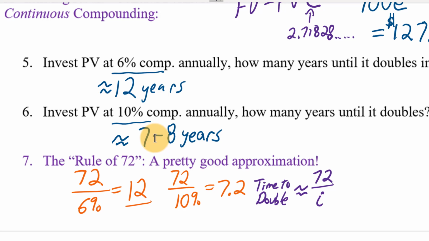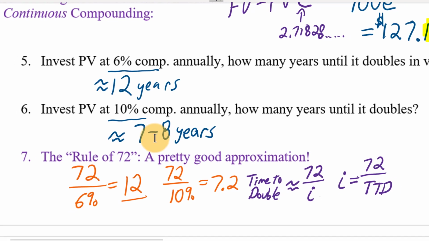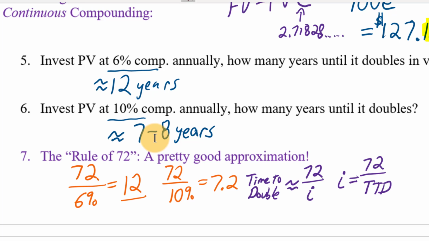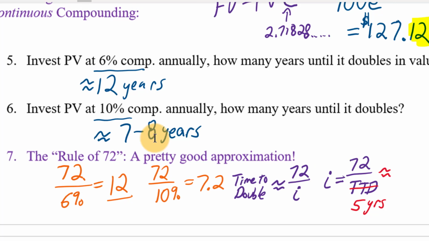You can also do kind of the inverse. You can solve this for I and say, well, what interest rate would I need if I wanted my investment to double in a certain number of years? I'll just write TTD, time to double. So for example, if I really needed my money to double so that I could pay some bill or I could retire or whatever, if I really needed my money to double in, let's say, 5 years, then 72 divided by 5 says that I would need to find an investment with an interest rate or a rate of return of about 14.4%, right?